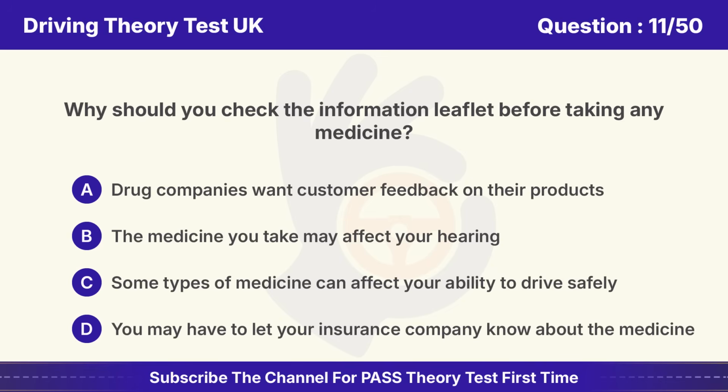Question 11. Why should you check the information leaflet before taking any medicine? Option A. Drug companies want customer feedback on their products. B. The medicine you take may affect your hearing. C. Some types of medicine can affect your ability to drive safely. D. You may have to let your insurance company know about the medicine.